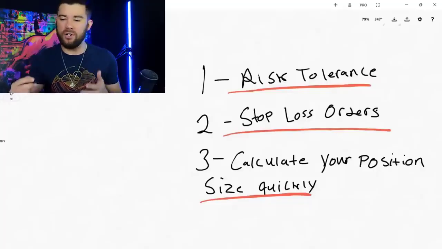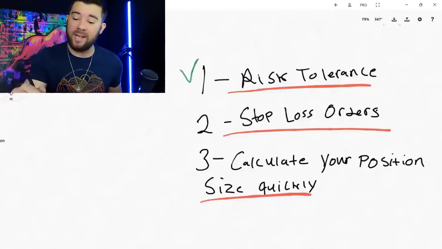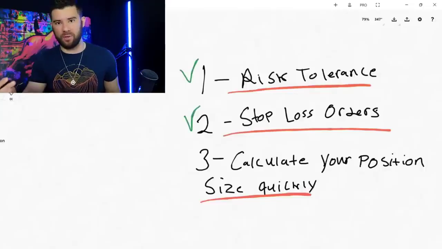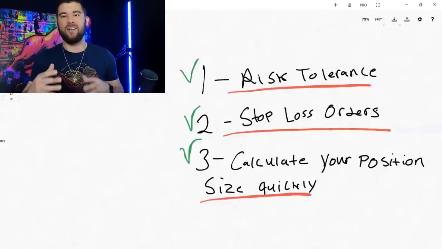Number 1, you need to understand your own risk tolerance. Number 2, you need to understand and implement stop loss orders. And number 3, you need to understand how to calculate your position size very quickly. In this video, I'm going to be teaching you how to do all 3 of those in the hopes that by the end of this video, you will have the ability to master risk management for yourself.